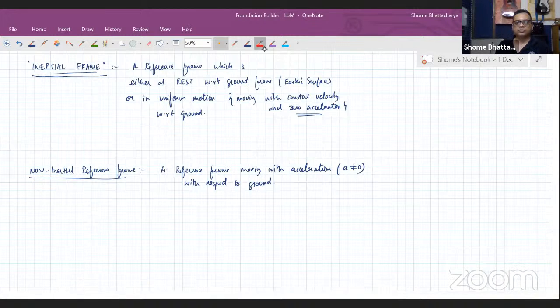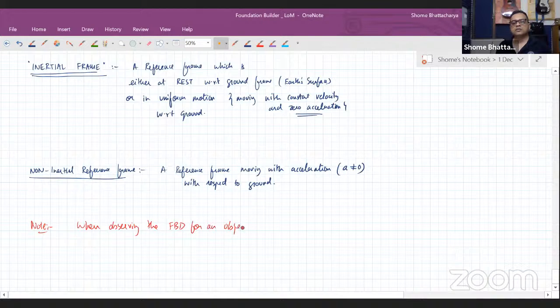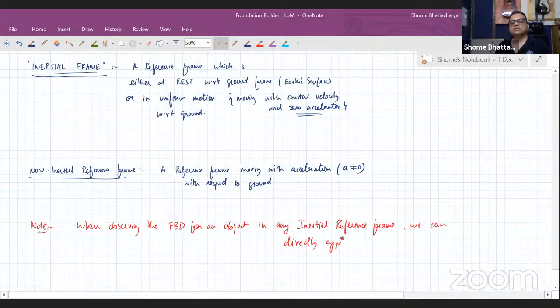Okay. Now, the most important thing here is that when observing the free body diagram for an object in any inertial reference frame, we can directly apply Newton's second law as net force is equal to mass into acceleration.